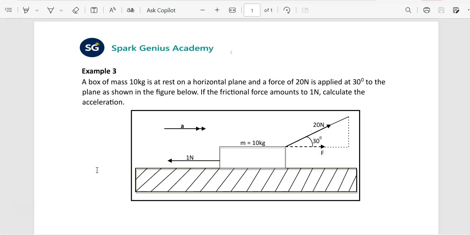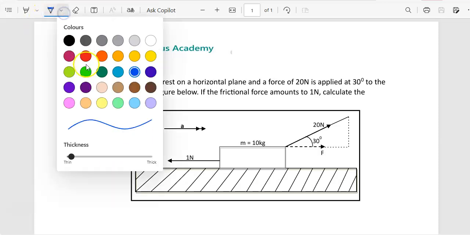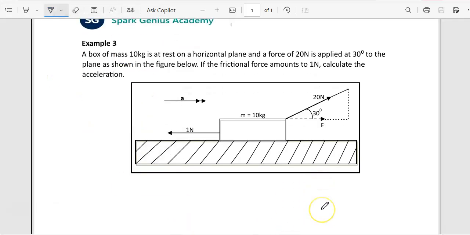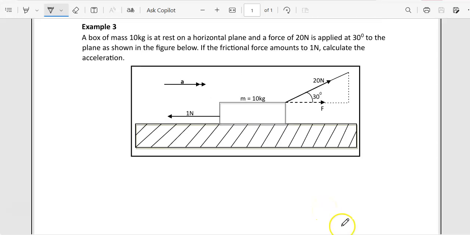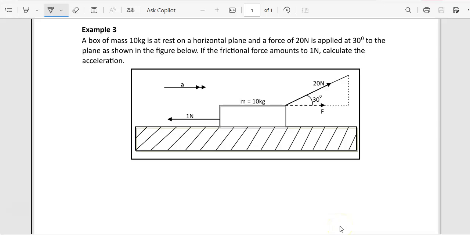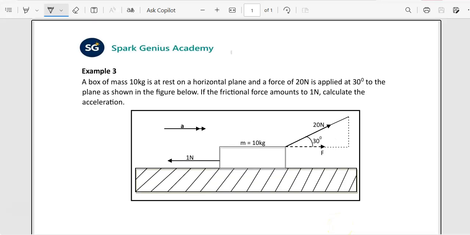So now what I need you to understand in this problem is the direction of the applied force and the direction of the friction. We're going to discuss that. Most of the time it's also best to do what we call a free body diagram. In an exam they might ask you to draw a free body diagram. Let's start with the free body diagram so that we can indicate how many forces are acting.